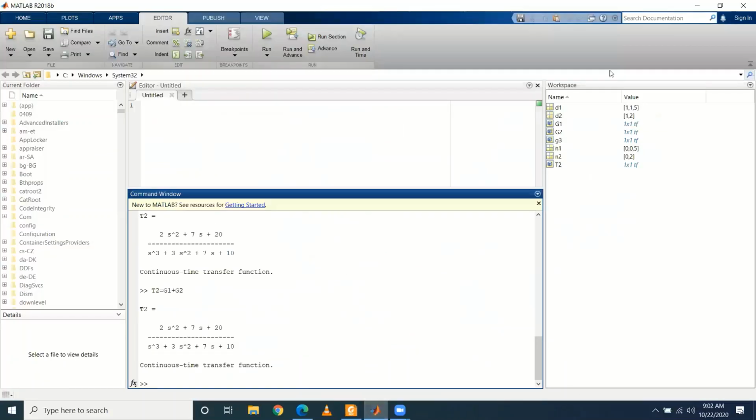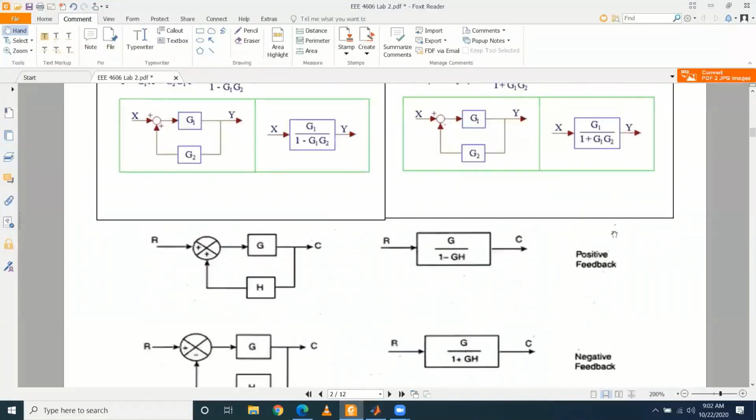And again, similar to series and parallel, we can just directly use the feedback command, right? So we have already defined G1 and G2. So the overall transfer function G3 would be feedback G1 comma G2. Now, how will you specify whether this is positive or negative feedback?